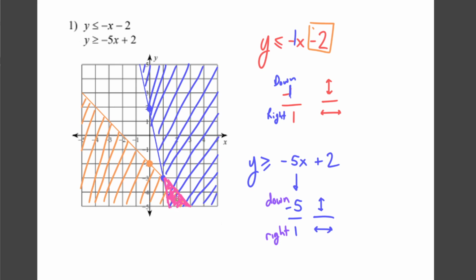So this area, it's not a line anymore, it's not a single point. This area down here is my solution. Done. So if I picked any point in this little pink area, that would solve both inequalities at the same time. Again, solving a system means we're looking for an answer that is going to solve both of them at the exact same time. Cool?